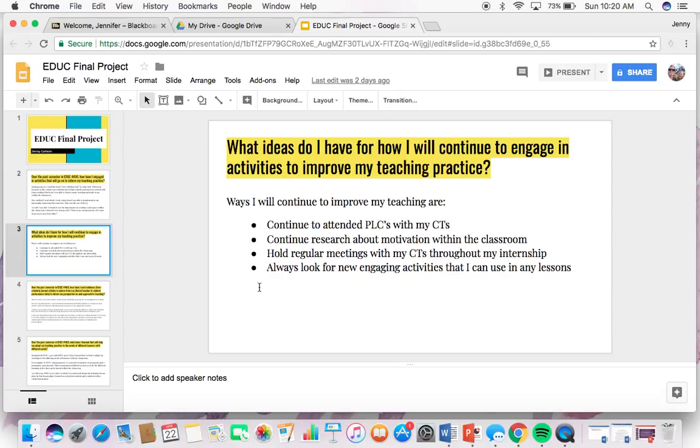And then the last way is to always look for new and engaging activities that I can use in my lessons. One of my clinical teachers, who teaches math and science, makes every activity hands-on in some way. This really gets the students involved and has them take control of their own learning. That's something that I want to do too, so I have to continue to look for new lessons and new ideas.